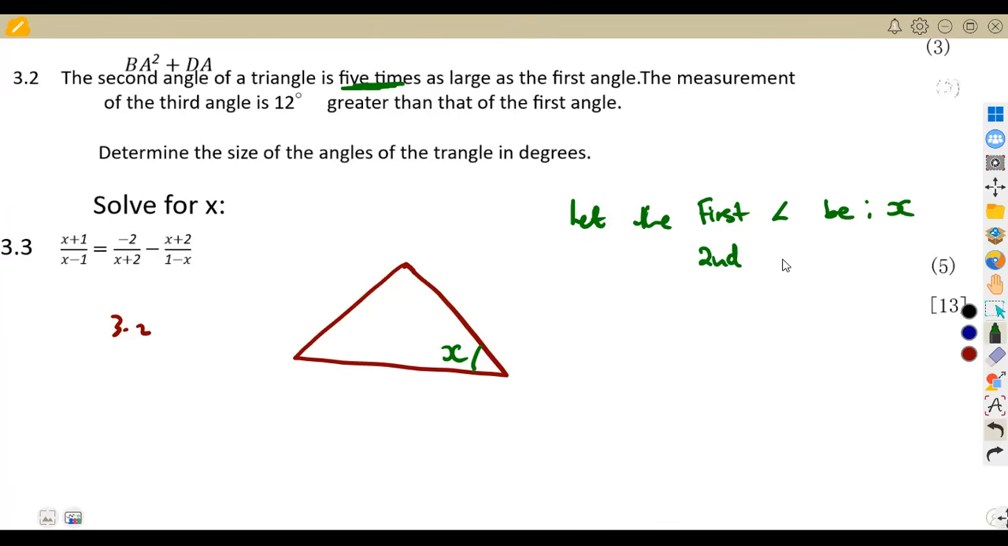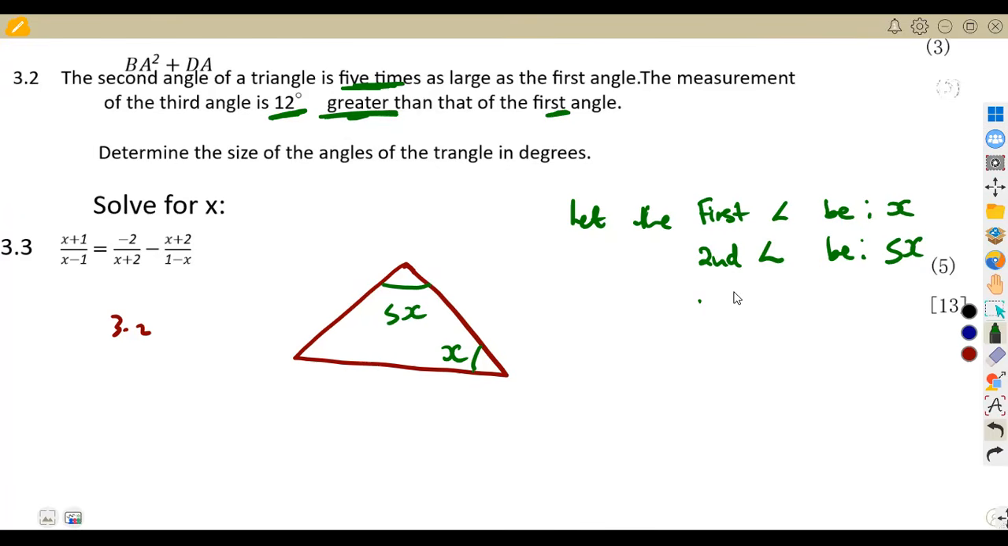So our second angle is going to be 5x, because we are told it's 5 times. So this is our second angle. Then they're saying the measurement of the third angle is 12 degrees greater than that of the first angle. Take note, greater, 12 degrees greater. Greater means 12 degrees more than this. So if something is more than, you add. So meaning to say it is 12 degrees more than the first angle.